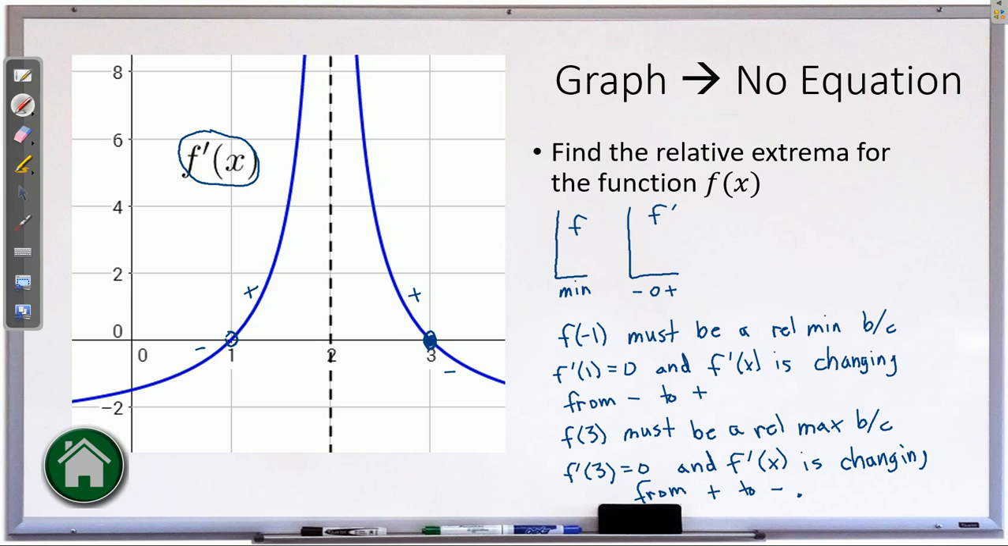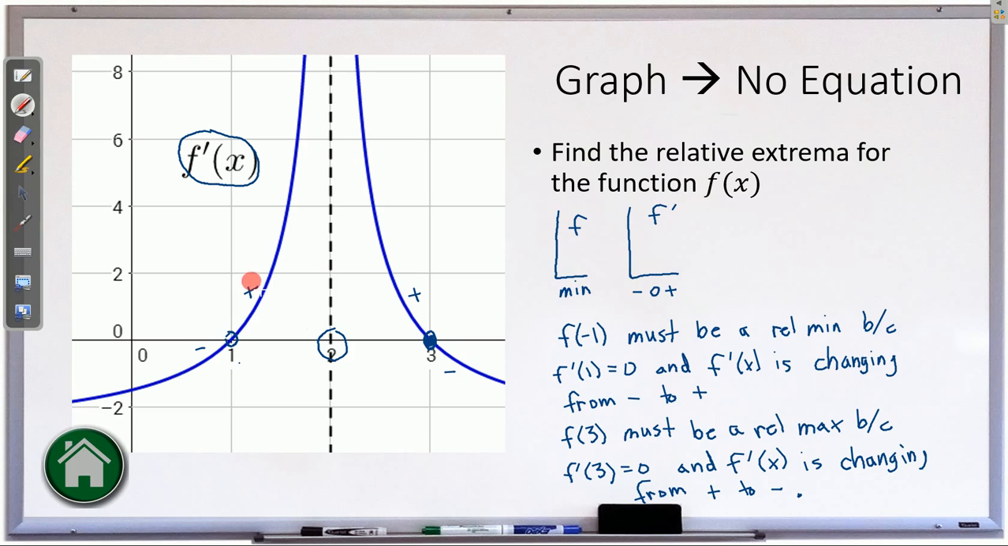Now there's one more that we should consider because this is a critical point. We said it right here. And this is a critical point. This one here and this one here. There is also a critical point right here because f prime at 2 does not exist. So that could also be a relative min or a relative max.